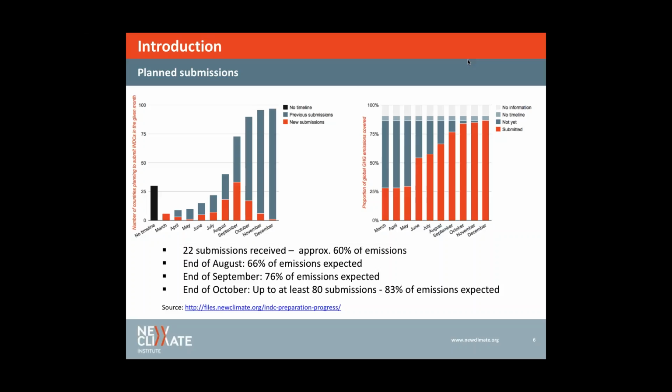On the right-hand side, you can see the proportion of global emissions covered by INDCs. We had just about 30% in March, when the first deadline was that countries should strive towards submitting something by the end of March. That covered then around 30% of global emissions. We are currently at 60% of global emissions with the submissions received. And the expectation is that that rises to 66 by the end of the month, which is fast approaching, then to around 76 by the end of September, and then hopefully in the order of 80–90% by the end of October, so that very good global coverage of submissions is reached, to then form an input to the discussions in Paris.